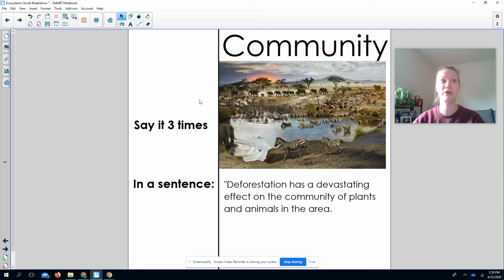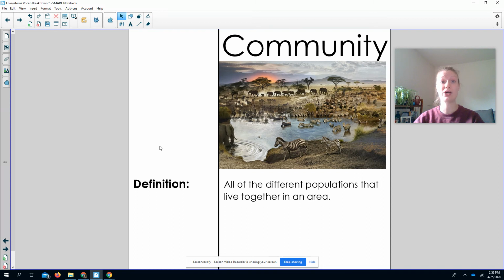Next word, community. Let's say it 3 times. Community, community, community. In a sentence, you might see, deforestation has a devastating effect on the community of plants and animals in the area. The definition is all of the different populations that live together in an area, all of the living things.